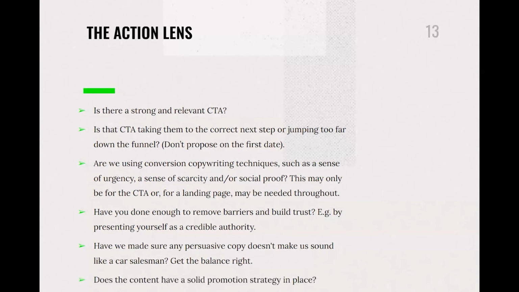Let's get on to, does the content have a solid promotion strategy in place? That comes more down to content strategy, not something you necessarily have to think about as a copywriter.